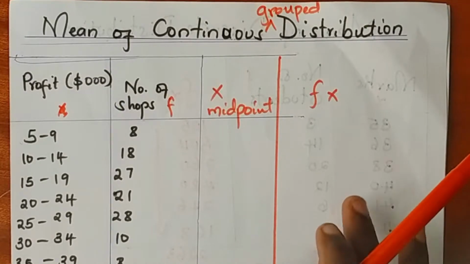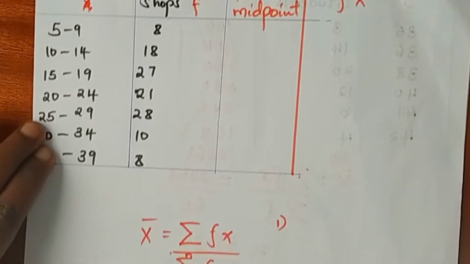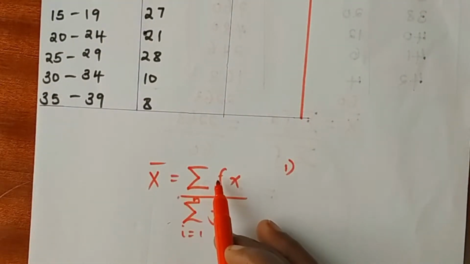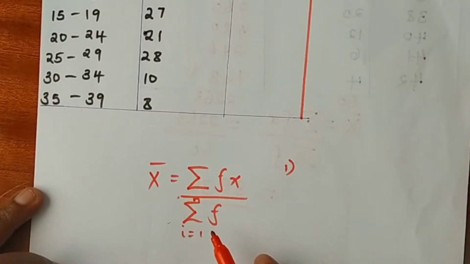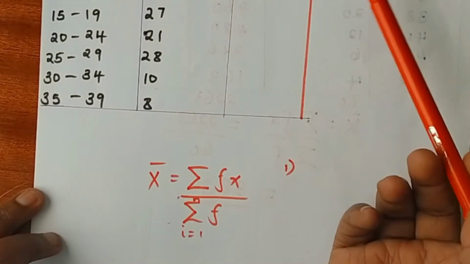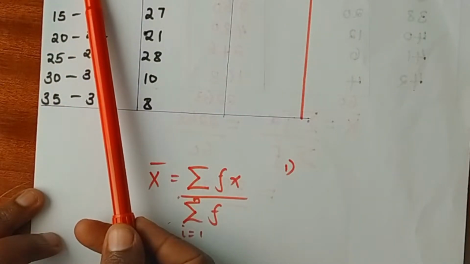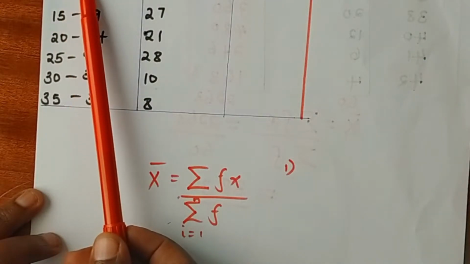So then the mean is obtained by the summation of fx divided by the summation of f, the frequency. However, as opposed to discrete data, where the values are whole numbers, or what we call natural numbers, here we have an interval.